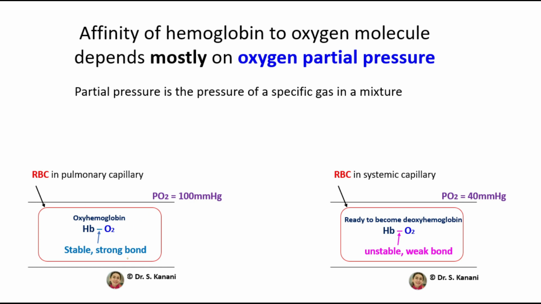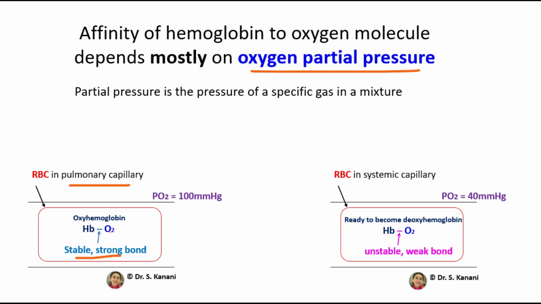So here we have a view of a red blood cell. First, the red blood cell is inside a pulmonary capillary, inside lungs, and we see that the bond between hemoglobin and oxygen molecules is very strong and stable. The reason is attraction between hemoglobin and oxygen depends mostly on the partial pressure of oxygen. Please keep in mind, when we say partial pressure, it simply means the pressure of that specific gas in the mixture.